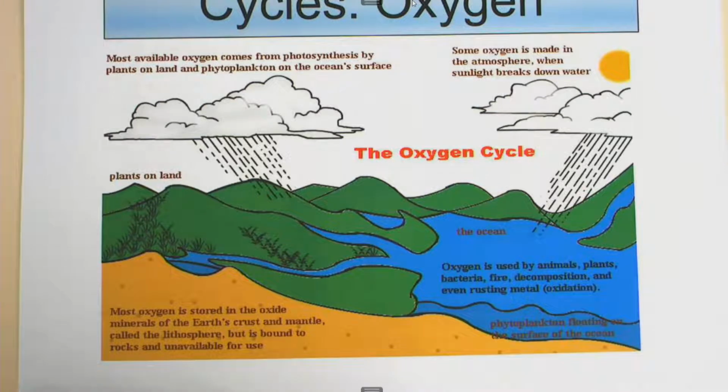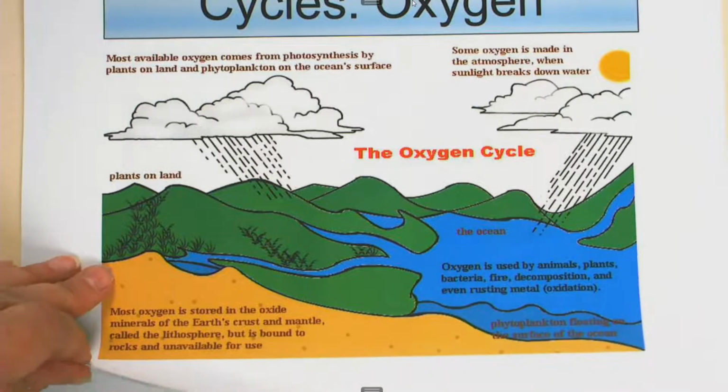And then also the algae and the phytoplankton, it's very important because it produces oxygen for us. Plants on land, plants in water, very important. Go and have a look, oxygen cycle.